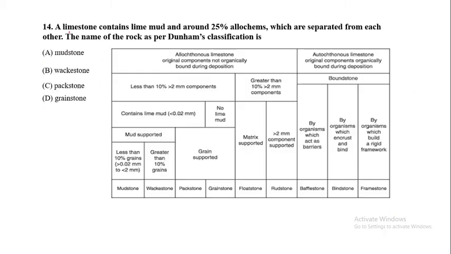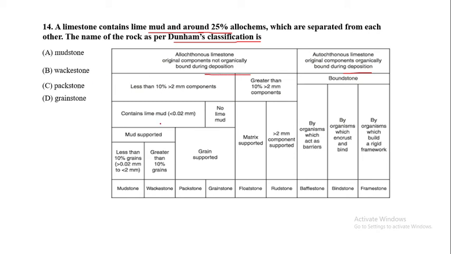Now, next question. A limestone contains lime mud around 25%, and grains which are separated from each other. What is the name of the rock as per Dunham's classification? Dunham classification is very important in sedimentary rocks. Here we need to find 25% lime mud with allochems. For your better knowledge, I have added the Dunham's classification here, that is, allochthonous limestone, where original components are not organically bound during deposition.